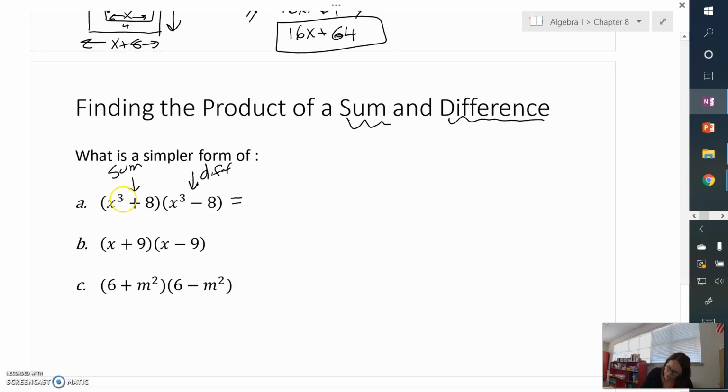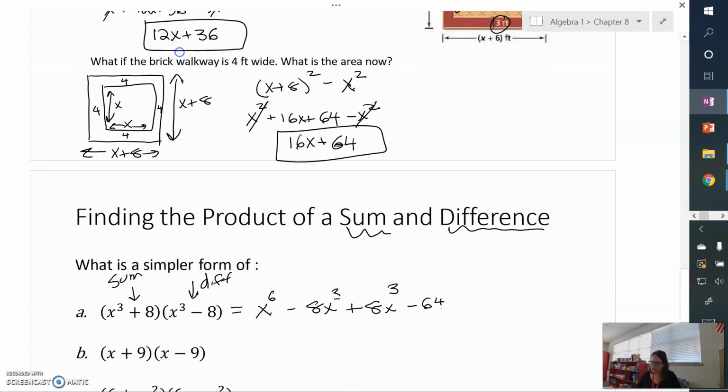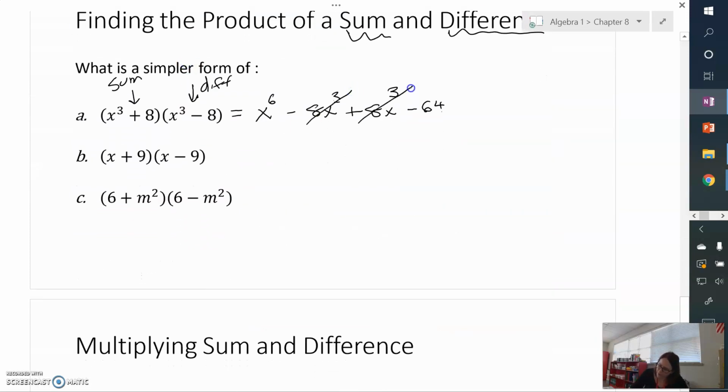So I'm going to distribute my first term, x cubed. X cubed times x cubed, add your exponents, I get x to the 6th. X cubed times a negative 8 is negative 8x cubed. And then 8 times a positive x cubed is plus 8x cubed. And then a negative 8 times a positive 8 is a negative 64. Look what happens in the middle. I have a negative 8x cubed and a positive 8x cubed. Those go away, and I'm left with x to the 6th minus 64.